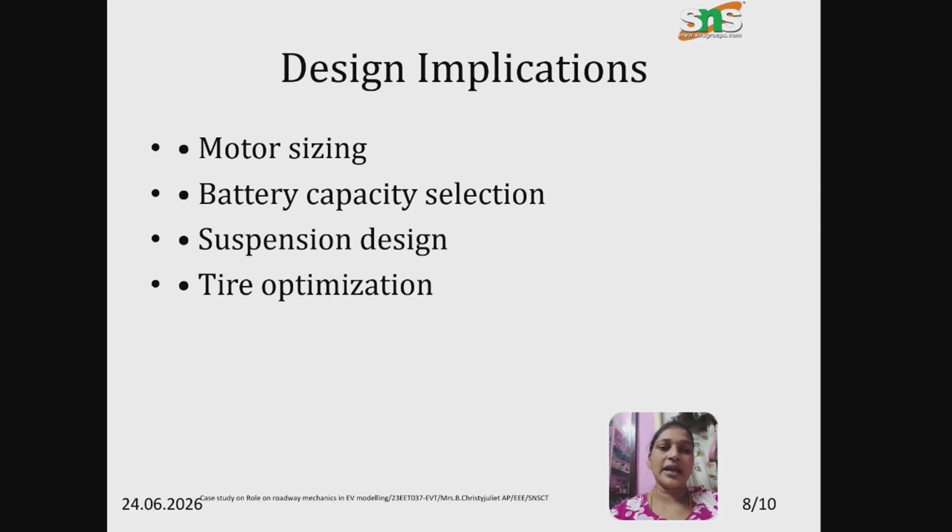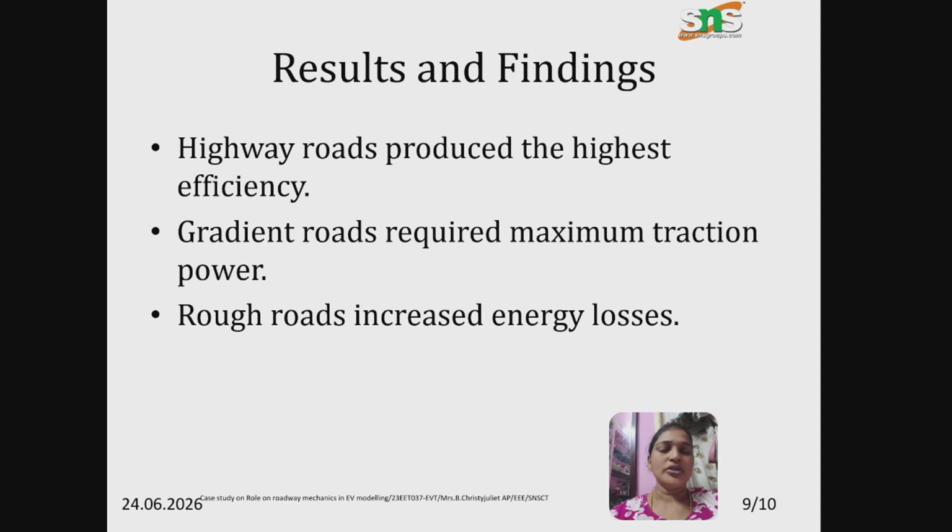And the next thing is tire optimization. So, based on this case study analysis, the results and key findings are: highway roads produce the highest efficiency because the highway roads are very smooth. It provides faster acceleration even with high smoothness. And also, the sloped roads require maximum traction power. Yes, the more sloped the road is, the more power needs to be exerted by the vehicle.